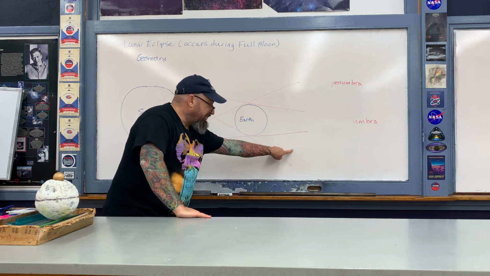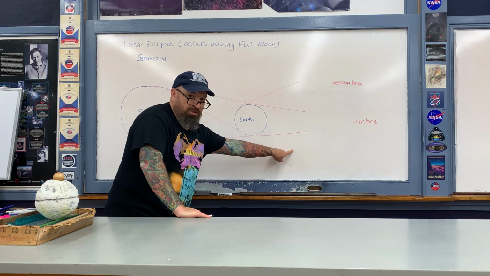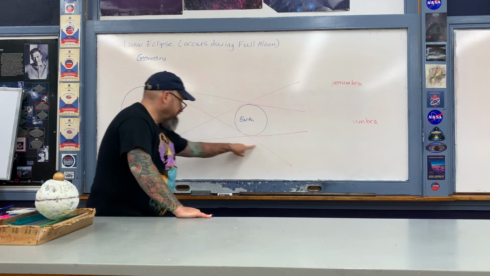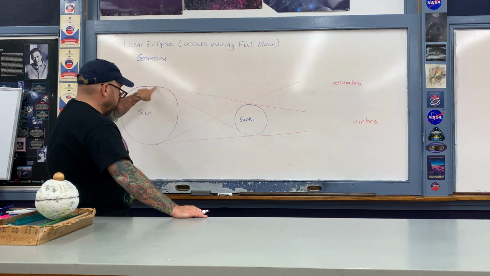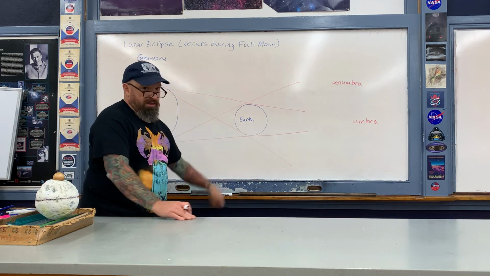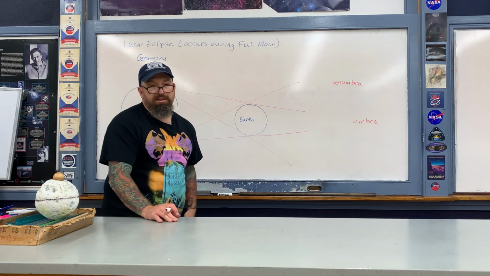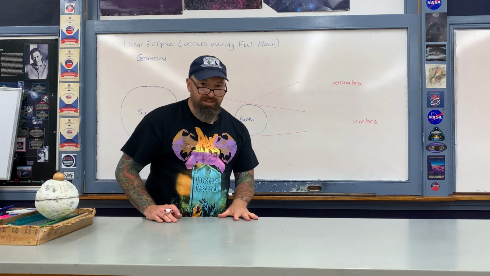They're less distinct for the following reason. Imagine, for example, being right here in the penumbra. Can you see the bottom of the sun? Yes. However, can you see the top of the sun? No, because the earth is in the way like so. So you end up with these less distinct shadows, the penumbra, for that reason.